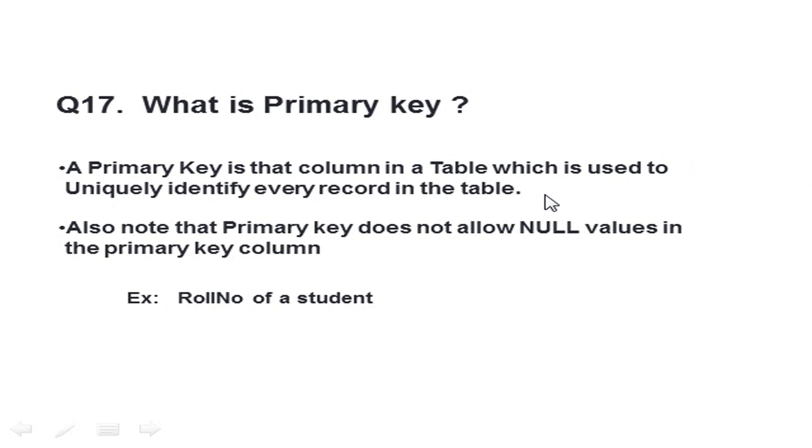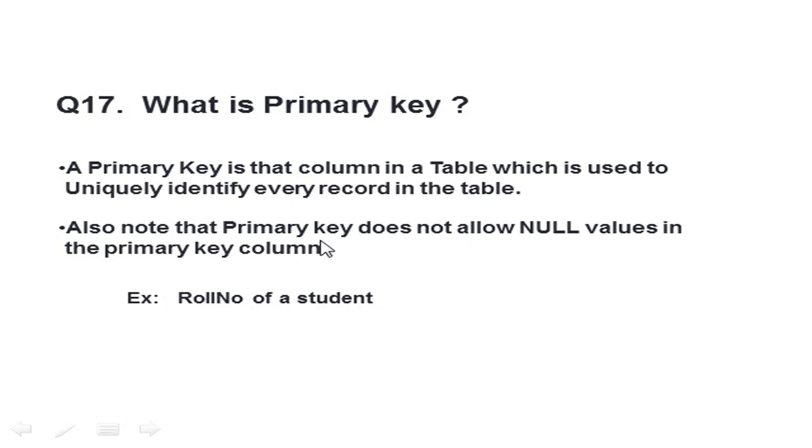Now, the primary key field makes sure that every record in the table is identified uniquely. The best example for a primary key column in a student table can be the student roll number. No two students will have the same roll number. So if there are 100 students in the class, 100 students will have different roll numbers. Hence, we can take this roll number column or field as a primary key field or primary key column.